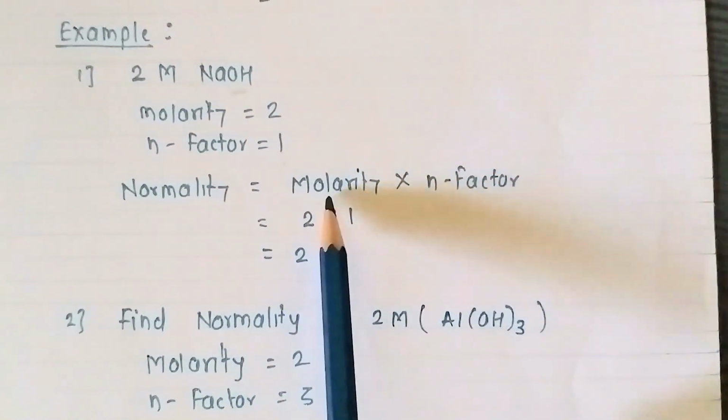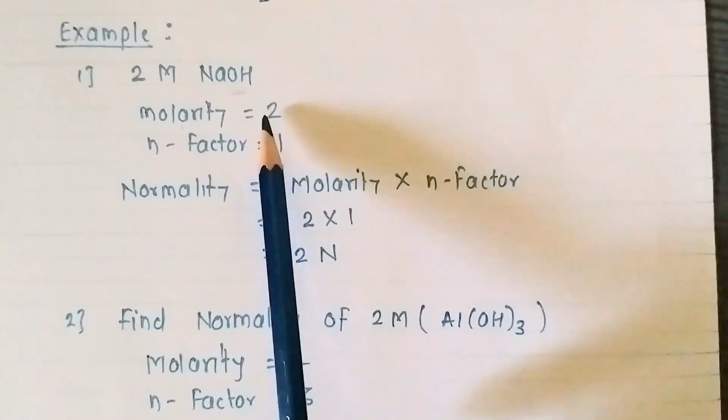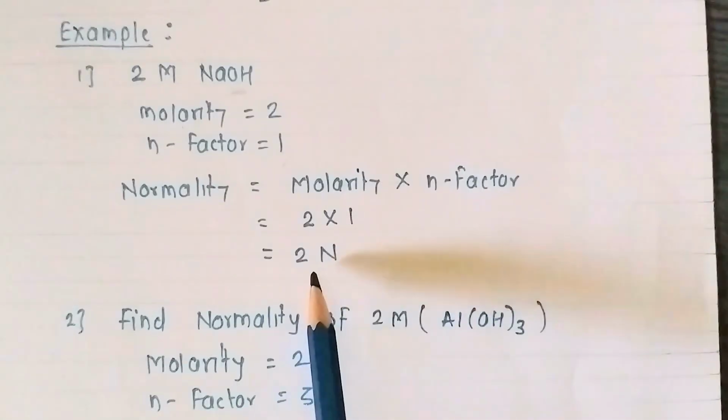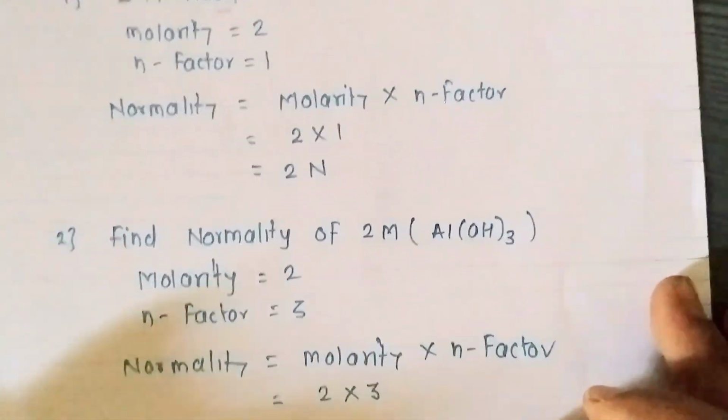So normality is equal to molarity into n factor. Molarity is 2, and n factor is 1. 2 into 1 means 2 normal is the normality of that solution.